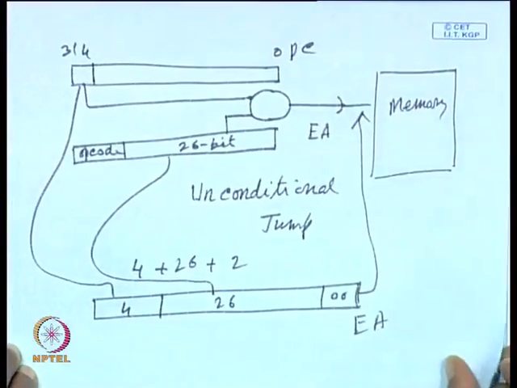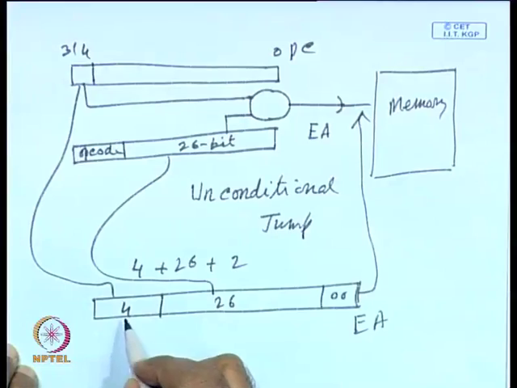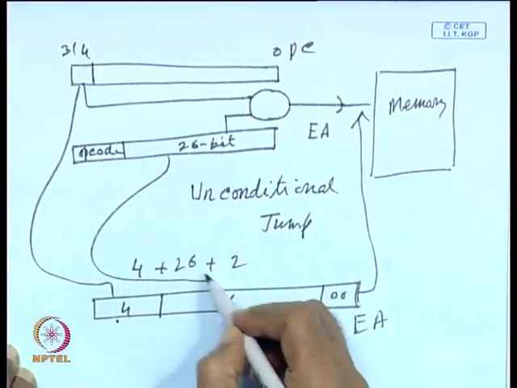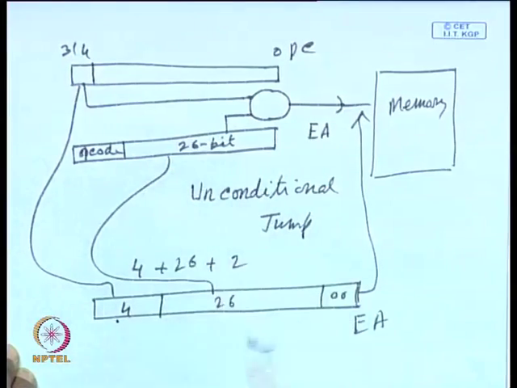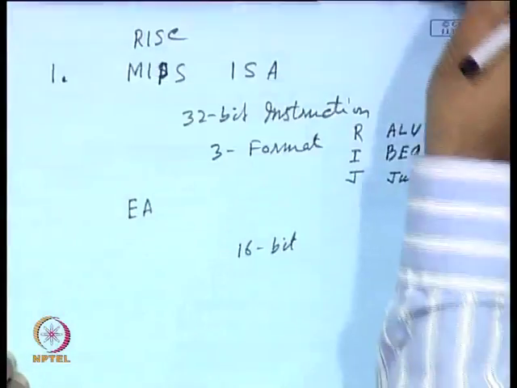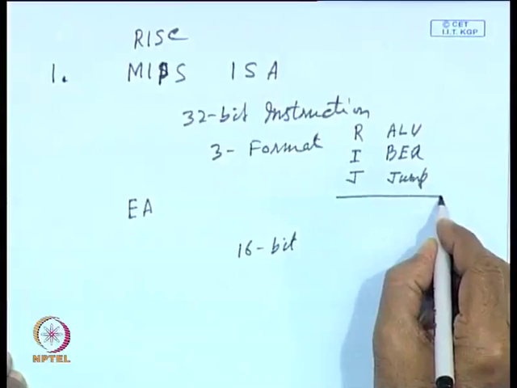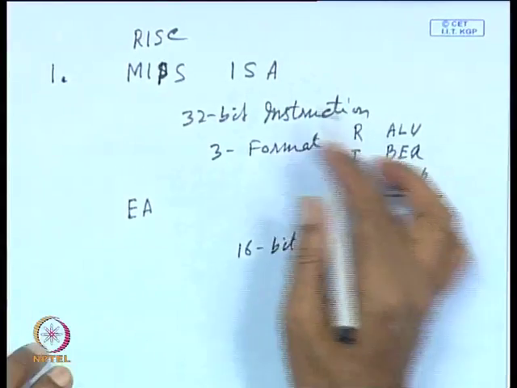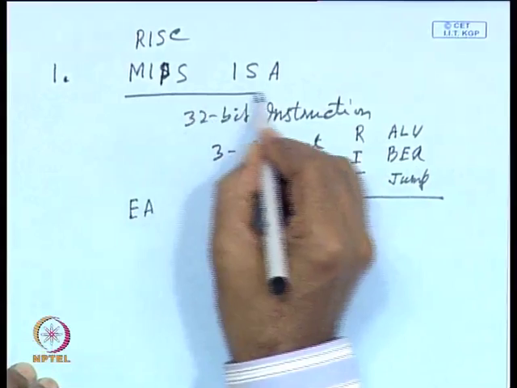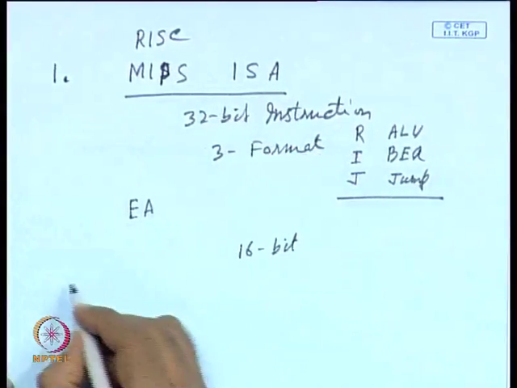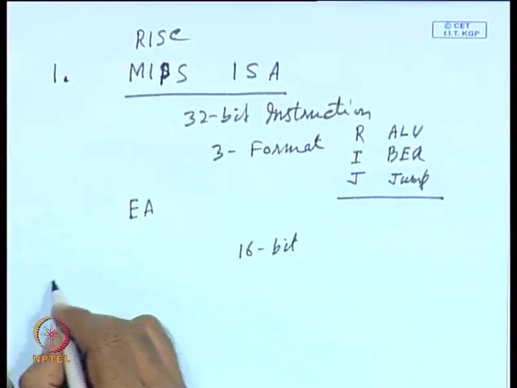By concatenating different fields, 4 bits are coming from the PC, 26 bits are coming from the instruction, and by shifting it by 2 bits, we are getting 2 0 bits. So that is how the effective address is generated whenever the jump type instruction is added. And to implement this MIPS ISA, we have seen that you require your processor.